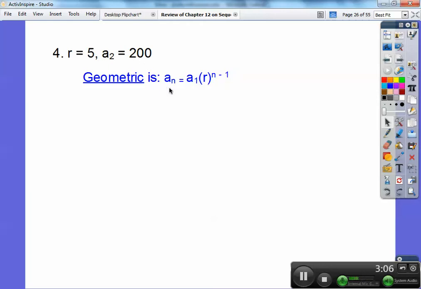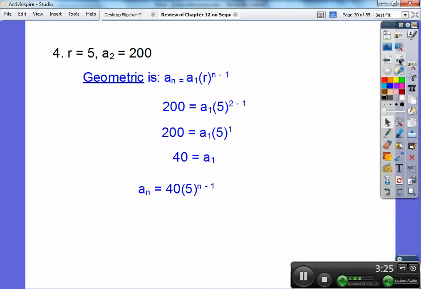Okay, so I'm going to put in my second term right here, which is 200, and it's going to be 2 minus 1 right here, and it's going to be 5 to the 2 minus 1 power. 200 equals a sub 1 times 5 to the 2 minus 1. 2 minus 1 is 1, which is 5 now. 5 to the 1 is 5, so divide by 5, you get 40 for your first term.